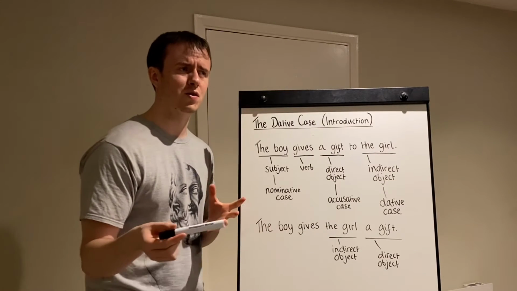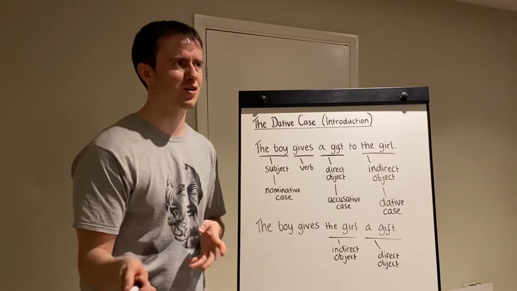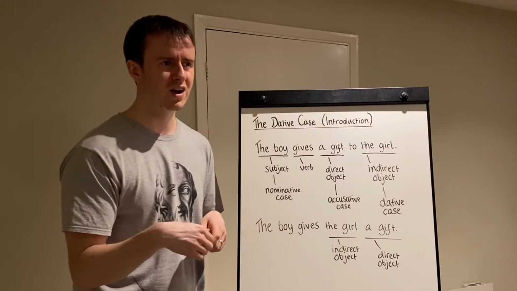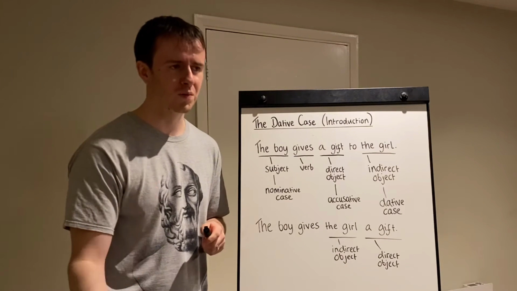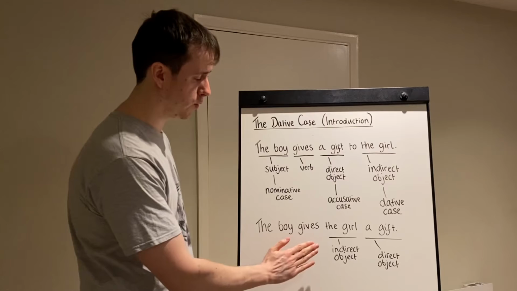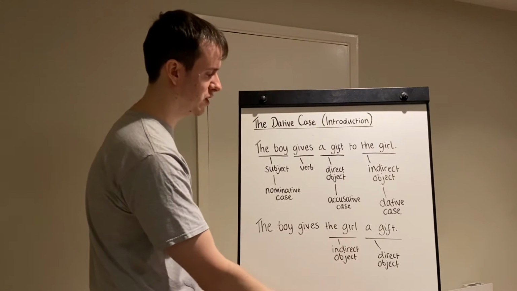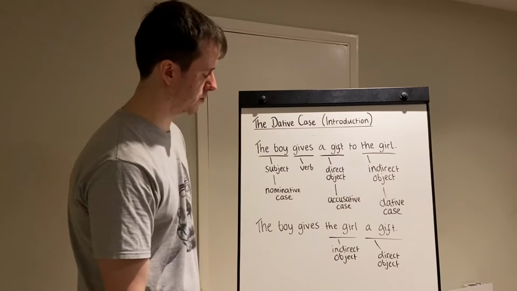Now you can't do the same if the indirect object is the person for whom something is being done. You can't leave out the word "for" in the same way. But you can do it with the word "to" by moving the indirect object before the direct object.